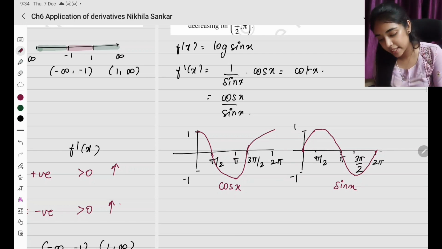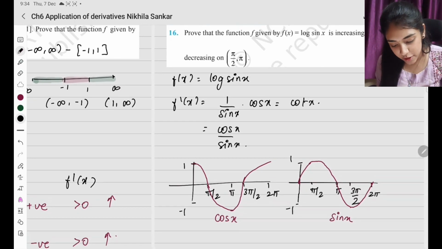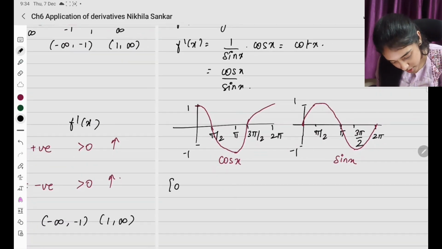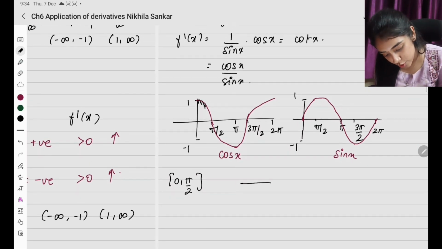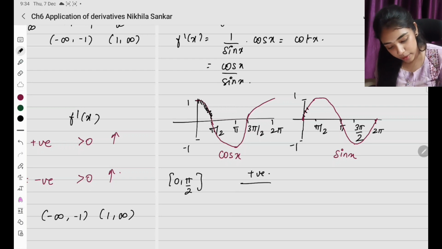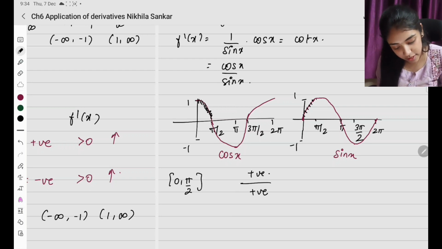Okay, something like this. Now the cos function from 0 to pi by 2. How does my numerator look? In the numerator, the values are all going to be positive from 0 to pi by 2. So all these are positive values. And for sin, from 0 to pi by 2, again these are all going to be positive values. So overall it's positive. So it is an increasing function.